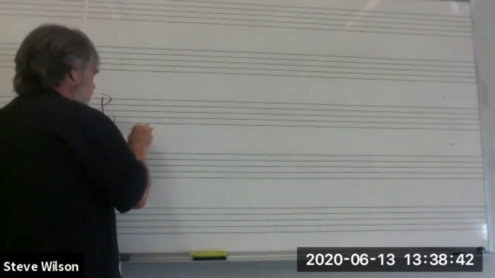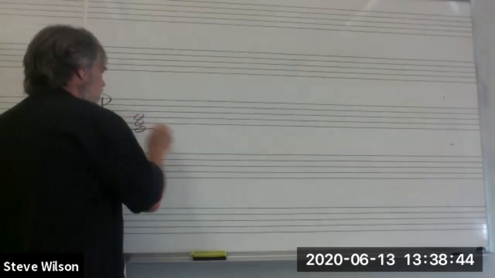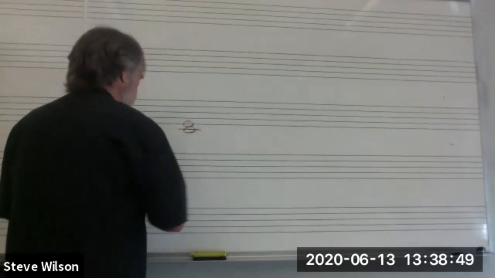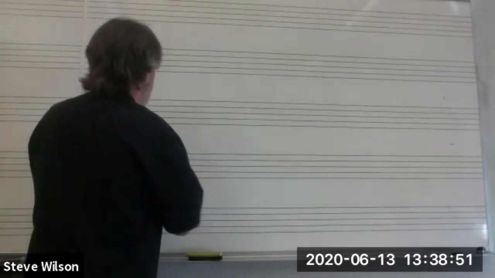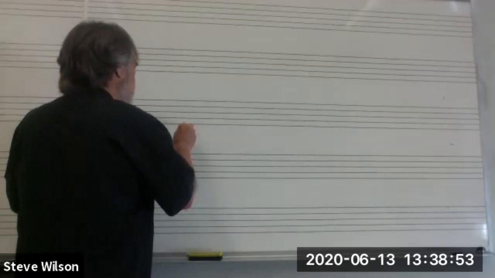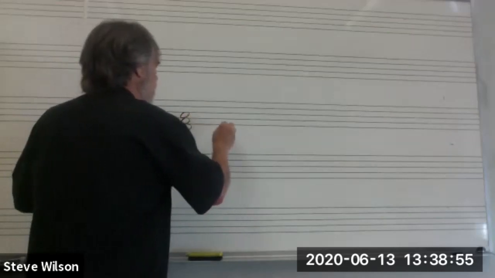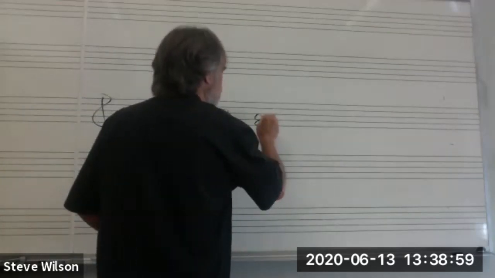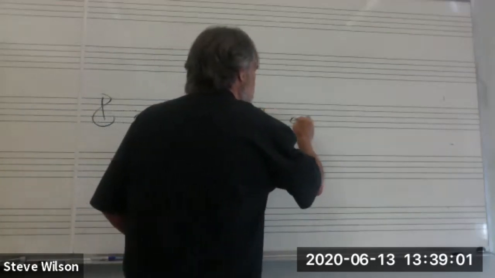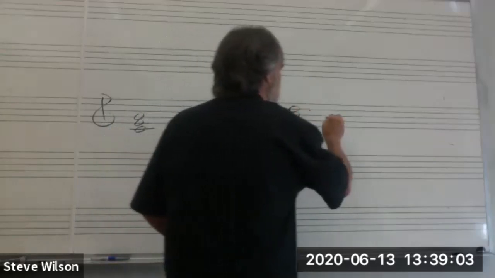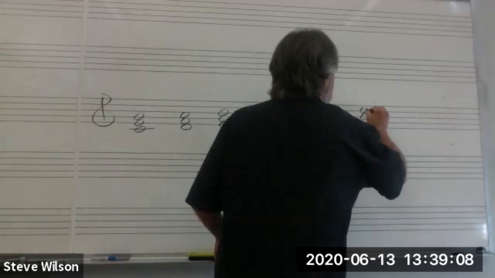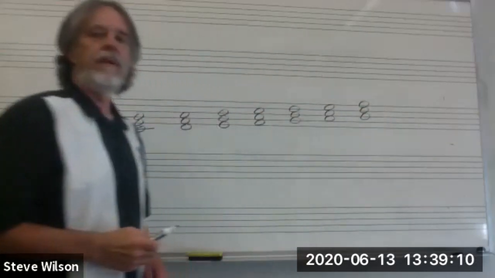And as you recall, the first triad in a key was a major triad, the 1 chord. The 2 chord is a minor triad. The 3 chord is a minor triad. 4 chord is a major triad. 5 is a major triad. 6 is a minor triad. And 7 is a diminished triad.